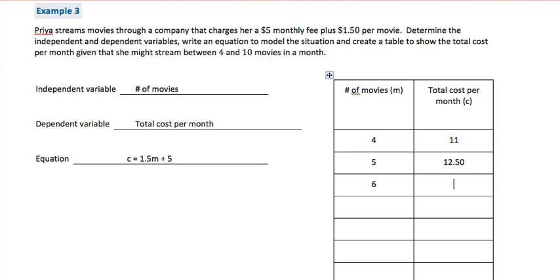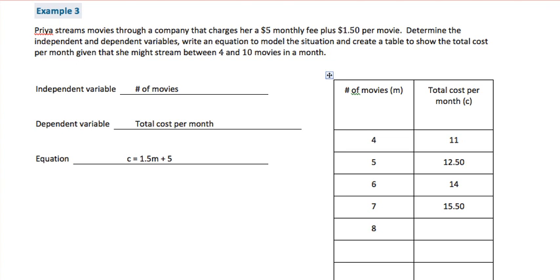If she streams 6 movies, that's $9 for the movies plus $5 per month, and that's $14. If she streams 7, that will be $10.50 for the movies plus 5, which is $15.50.